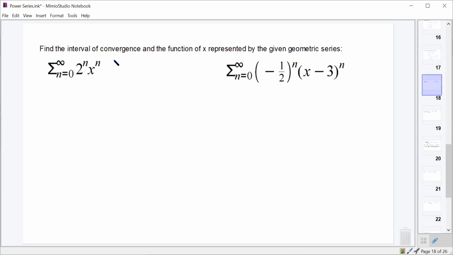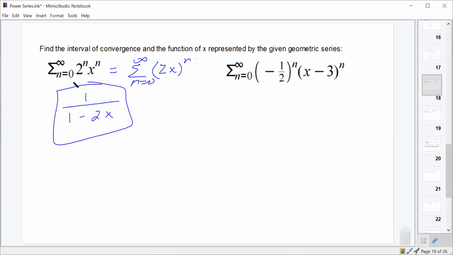We know that this is the sum from n equals 0 to infinity of 2x to the n. That's the one we were just looking at, right? So it just becomes 1 over 1 minus 2x. We already did that one earlier, right? Just going from this to this. And we knew that the interval of convergence was x is less than a half and greater than -0.5. But what about this one?